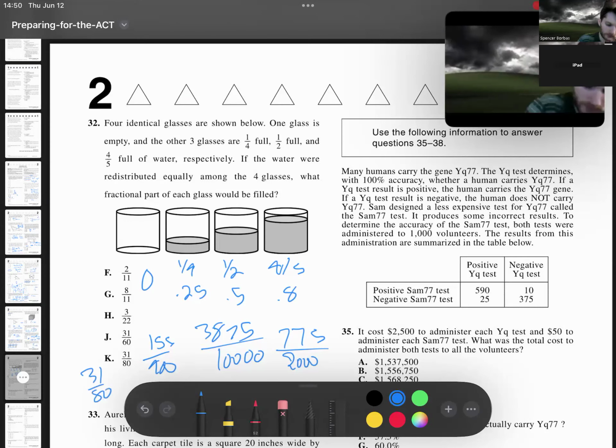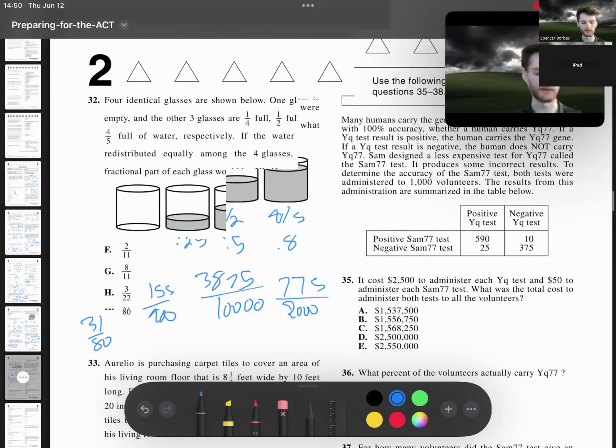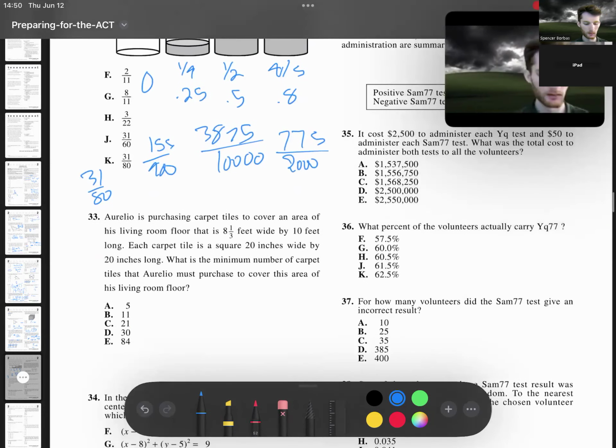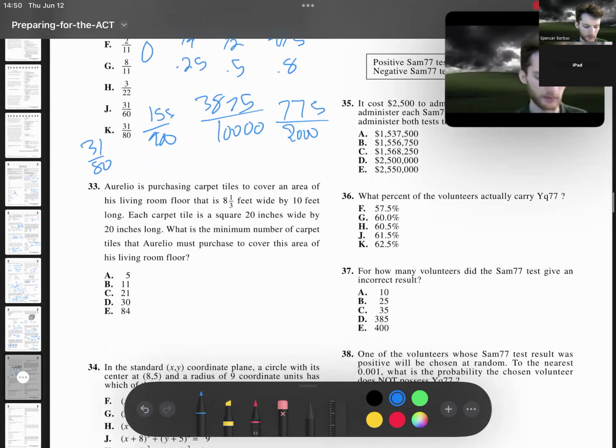One over 80. Okay, K, 32 is K. I know there is a thing you can do on a graphing calculator that converts a decimal to a fraction and then a fraction to a decimal, but I didn't want to use that, even though it's way faster. All right, Aurelio's area, living room.